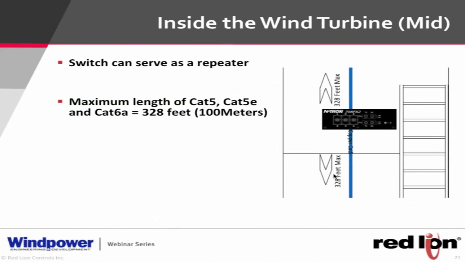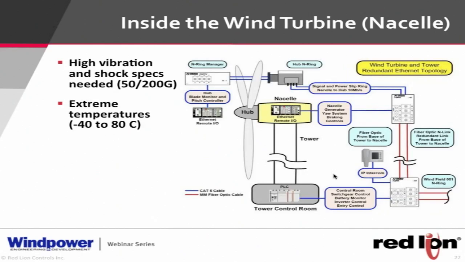If you have a tower where you can't put anything in the middle, then fiber optics will be what you want to use to get all the way to the top. And so we have 100 meters as our maximum for Cat 5, Cat 5e, and Cat 6A also. And we're going to talk a little bit more about the media types in just a little bit.